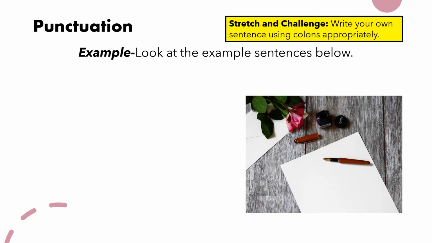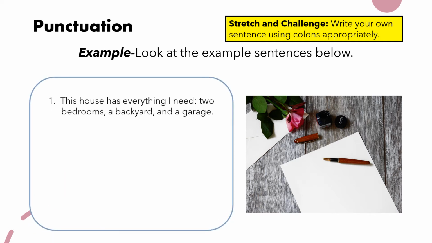Now we're going to see a few examples where a colon can be used effectively. If we have a look at the first example, it says, this house has everything I need: 2 bedrooms, a backyard and a garage. You can see there that the colon in this case has been used as a list, as it goes through the certain things that the house has, which meets the requirements of the speaker as well.